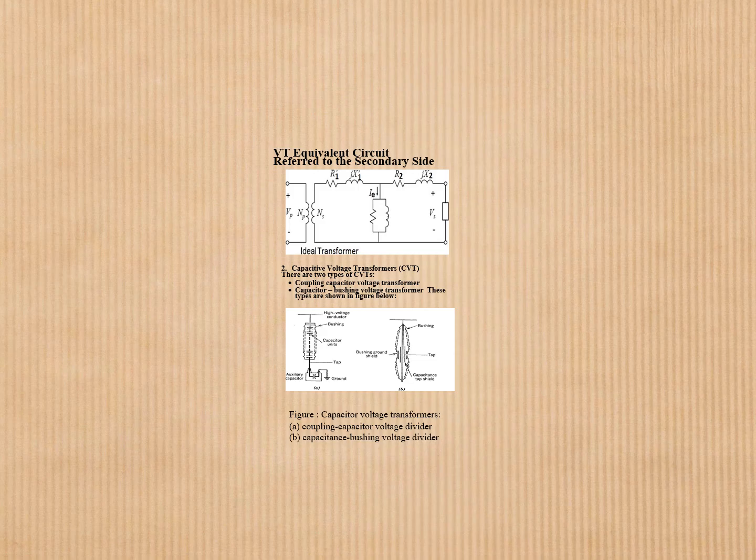Capacitive voltage transformer, CVT. There are two types of CVTs: coupling capacitor voltage transformer and capacitor bushing voltage transformer. These types are shown in the figure below. Figure A is the coupling capacitor voltage divider. Figure B is the capacitance bushing voltage divider.